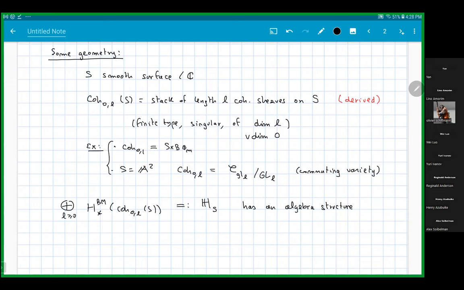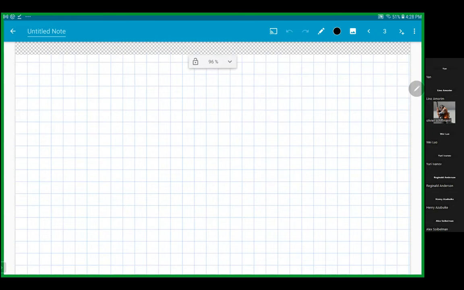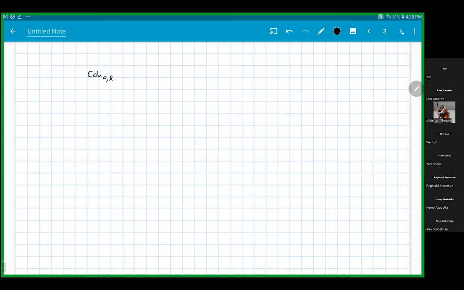So you want to take the same diagram as before. So you have Coh 0L1, Coh 0L2, Coh tilde L1, L2, and Coh 0, L1 plus L2. Let's call this map Q, and this map P. So again, P is proper. Now you have to be careful because Q is not smooth, so you have to be careful in how you define a pullback.